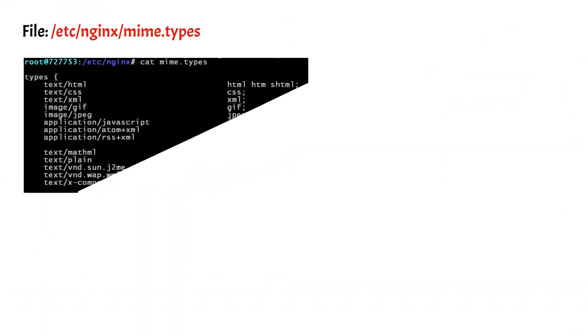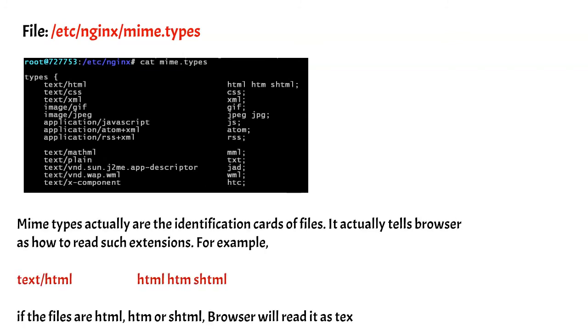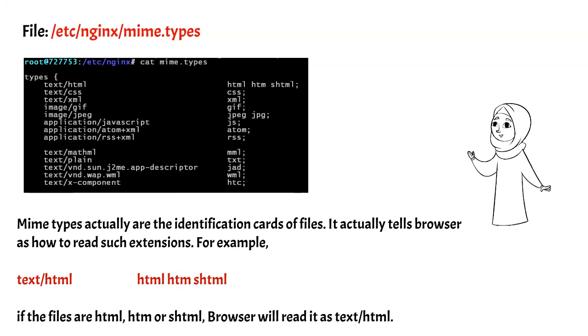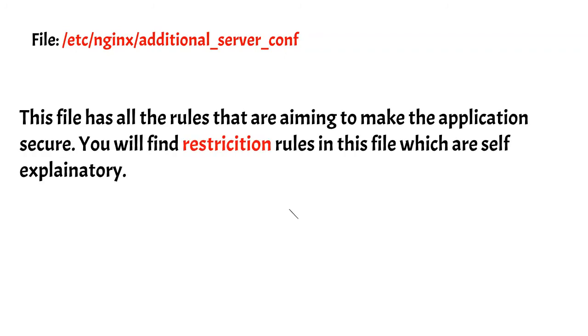MIME types actually are the identification cards of files. It tells the browser how to read such extensions. For example, if the files are HTML, HTM or SHTML, the browser will read them as text/html. This file has all the rules that aim to make the application secure. You will find restriction rules in this file which are self-explanatory.